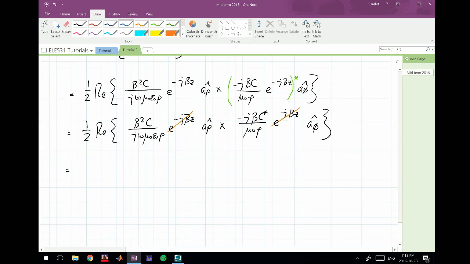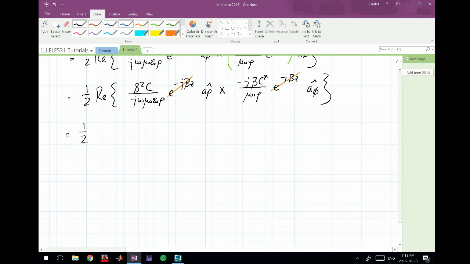So essentially this becomes 1/2. Now the whole thing inside is real except for C. So the real part of C is just going to be the magnitude of C, right? So if I take the magnitude of the conjugate thing, we're just going to replace it with the little bars and we're going to write C in between.